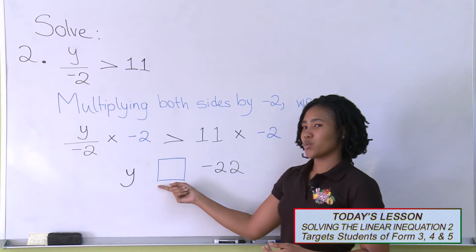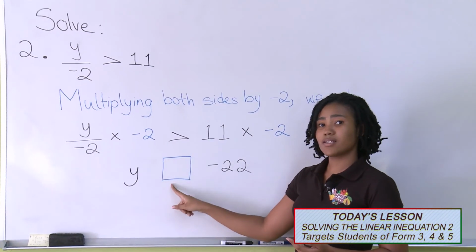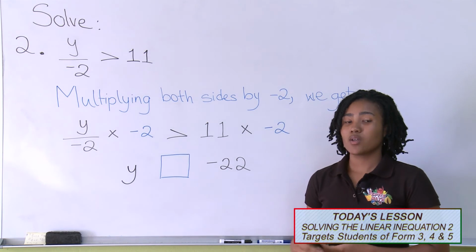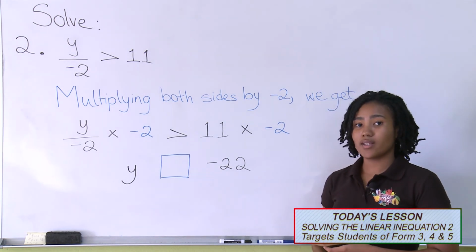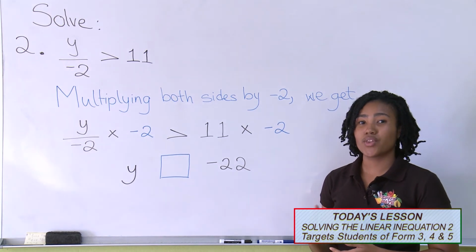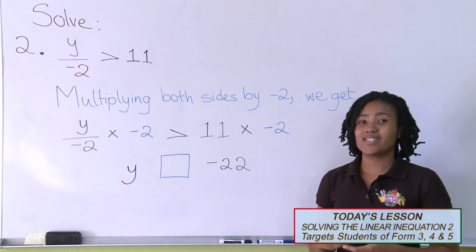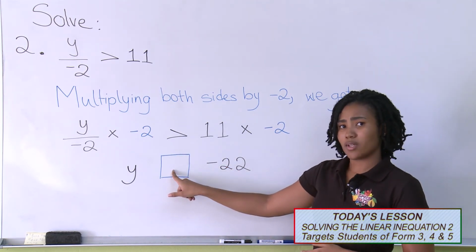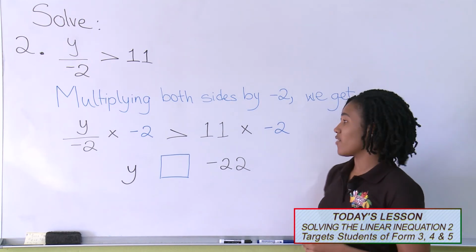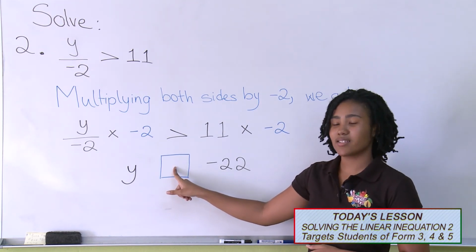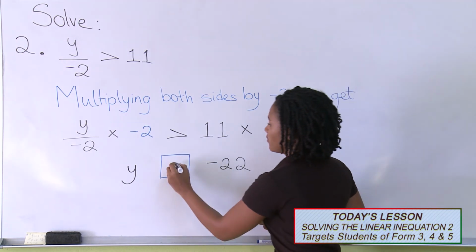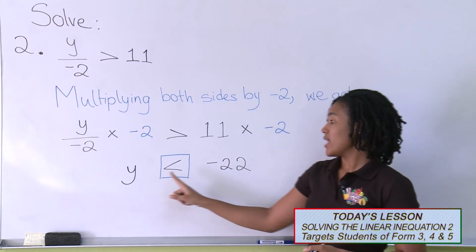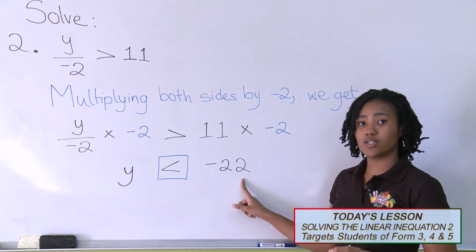Again, we reached a point where we ask ourselves, what symbol goes here? Now, like I said, remember we said that when we multiply an inequality by a negative number, its truth is changed. Now, in order to maintain that truth, we must flip our symbol. So, what symbol goes here? Yes, you have it correct. The less than symbol. So now we have the statement y is less than negative 22.